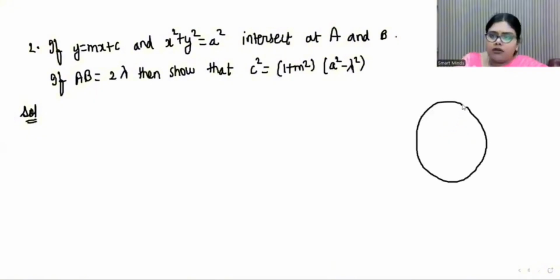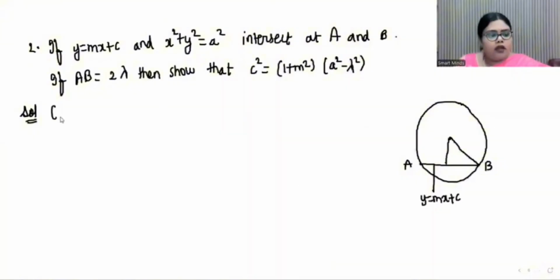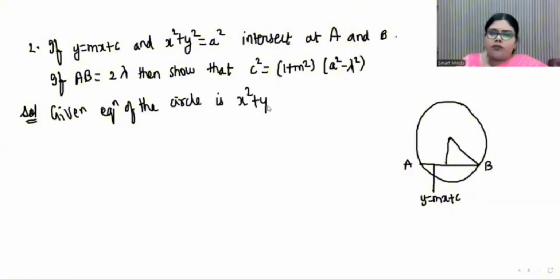We'll draw a circle, a chord, a center. This is perpendicular distance. This is radius. This chord is AB. And this line is y is equal to mx plus c. Now first let us see what is the given equation of the circle. What is the equation of the circle? x square plus y square is equal to a square.